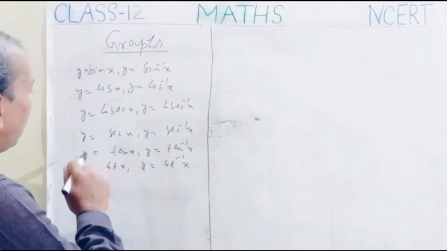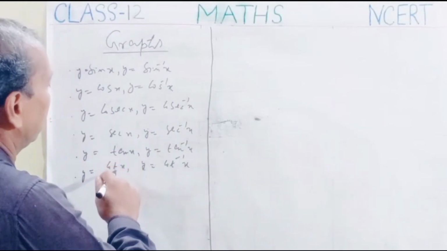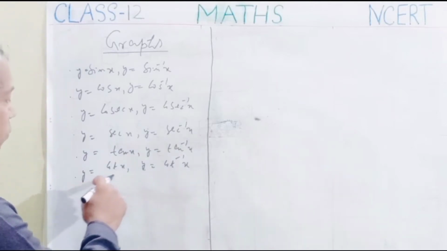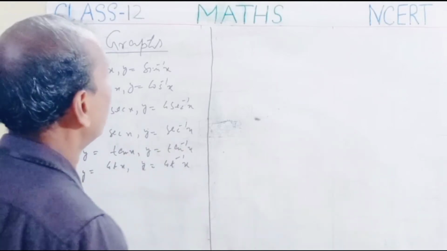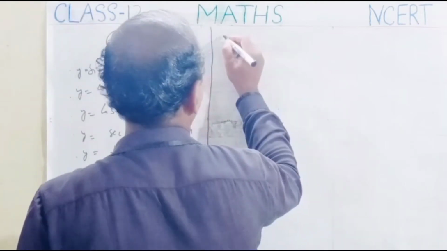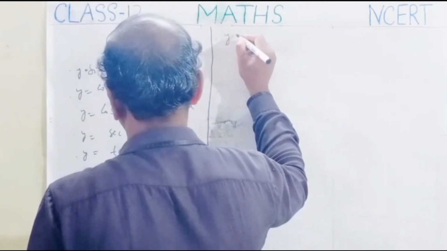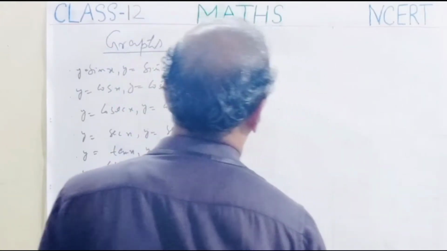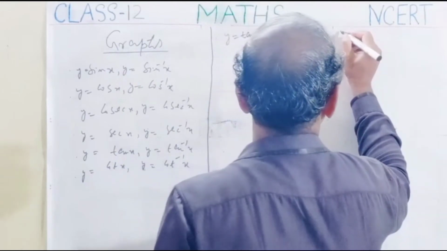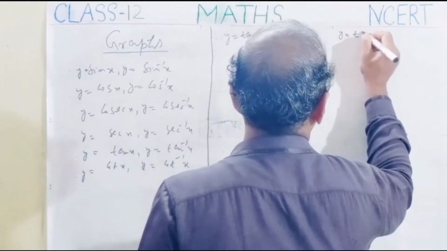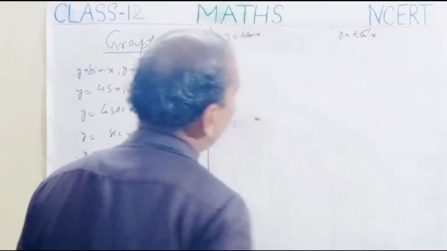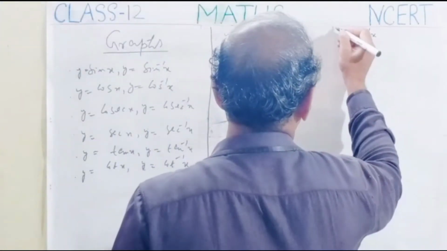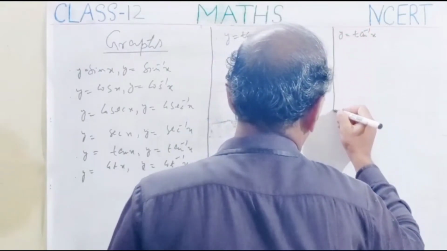Now we see the graph of y is equal to tan x and then tan inverse x. Then lastly y is equal to cot x and y is equal to cot inverse x. So let us suppose I am taking y is equal to tan x, and I will take the next one as y is equal to tan inverse x. First of all I am taking y is equal to tan x. For tan x it will be like this.